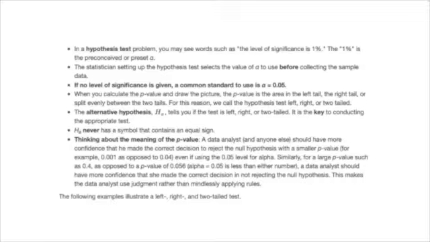The p-value is the area in the left tail, the right tail, or split evenly between the two tails. For this reason, we'll call a hypothesis test a left tail, a right tail, or a two-tailed test. The alternative hypothesis tells you if your test is a left, right, or two-tailed test. It is key to conducting the appropriate test. Your alternative hypothesis should never contain an equal sign. And then we talked about the p-value in the last section. P is low, the null must go. P is high, the null must fly.